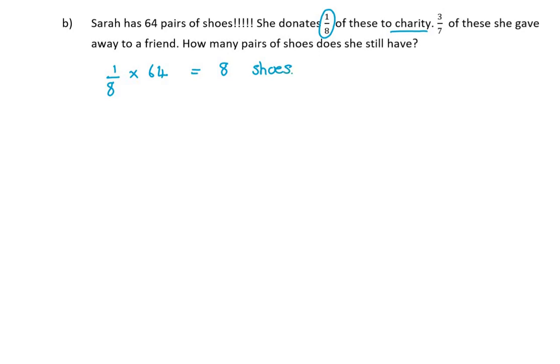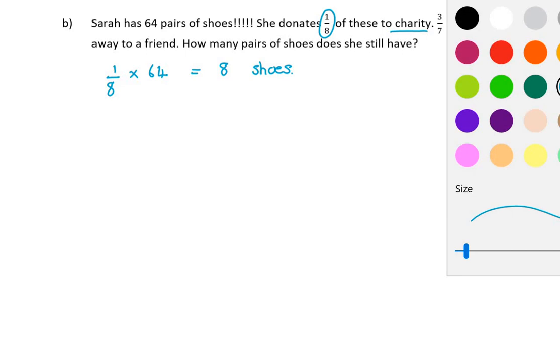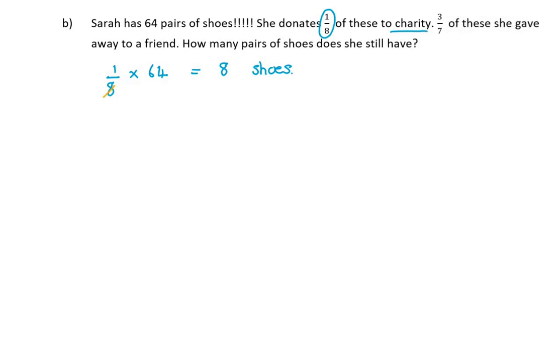Now, I could probably cheat and do it on my calculator, but that was a fairly easy calculation, because basically 8 goes into itself once and into 64 8 times, so 1 times 8. Okay, so now I know that she donates 8 pairs of shoes. 3/7 of these she gave away to her friends. Now it didn't say 3/7 of what she had left, it says 3/7 of these she gave away to a friend.